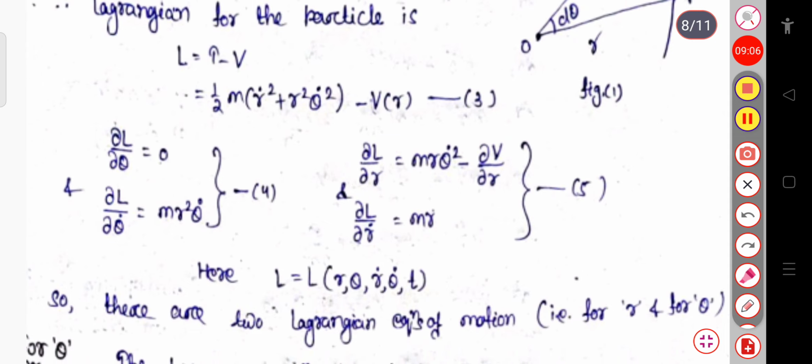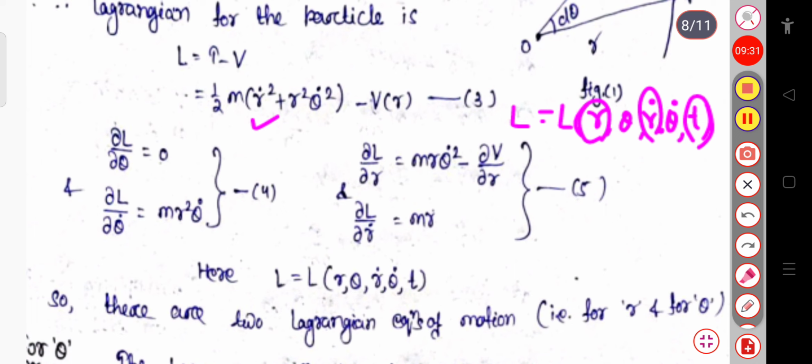Now we will calculate the Lagrangian equations of motion. To calculate them, you can see the Lagrangian is a function of r, theta, r dot, theta dot and t. So from this expression we have one equation with respect to the r coordinate, and we have another Lagrangian equation of motion for the theta coordinate, that is theta, theta dot and t.